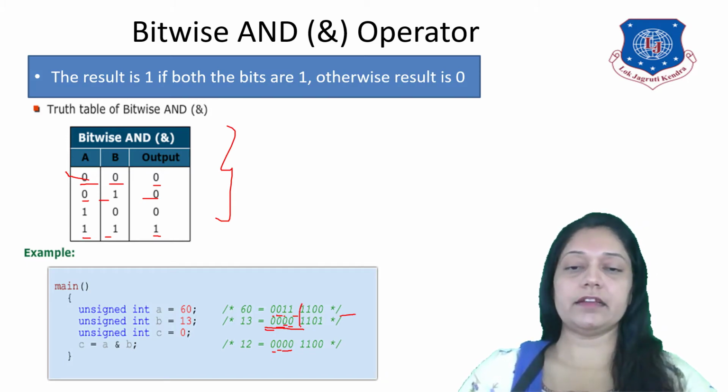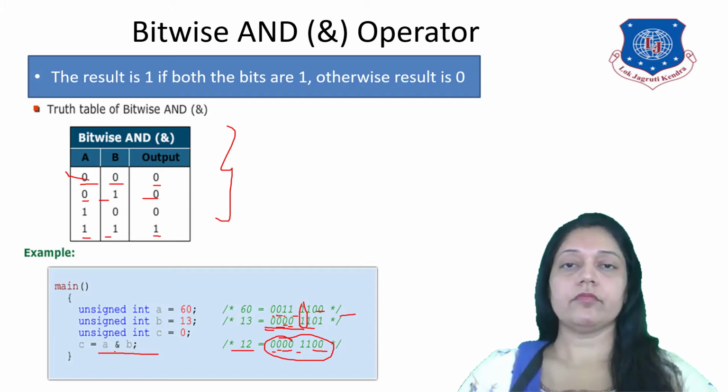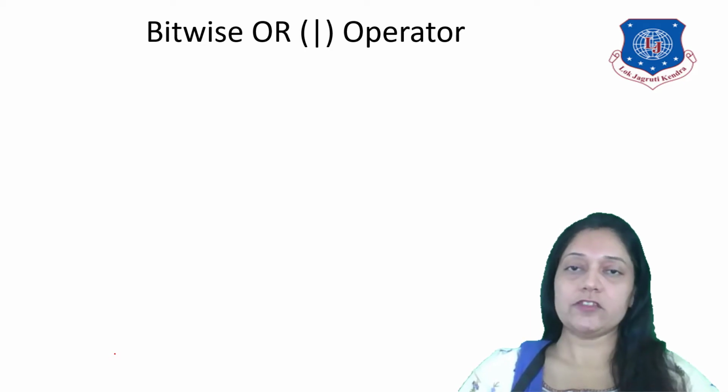Now let's see the next bit. Here both the bits are equal to 1, which means the output is 1. Then again both the bits are equal to 1, so the output is 1. And for the rest, since one of the bits is 0, the output is 0. So the final result is 4 times 0 and then 1100. So whenever you perform bitwise AND of A with B, the answer is 12, which is assigned to the variable C.